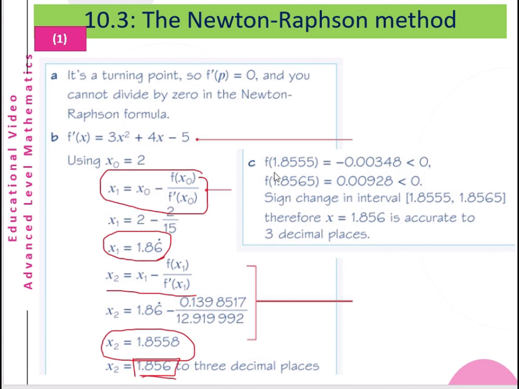So we substitute f(1.8555), we got a negative value. And f(1.8565), we got a positive value. This would be a positive value, right? We got a positive value. So for the sign change in the interval 1.8555 and 1.8565, x equal to 1.856 is accurate to 3 decimal places for this solution.